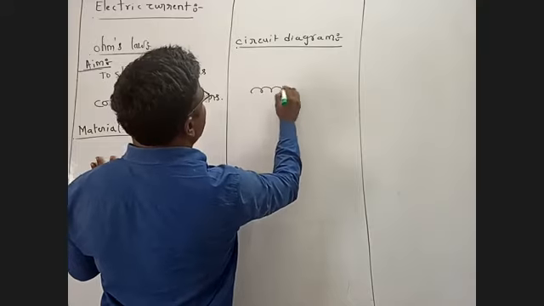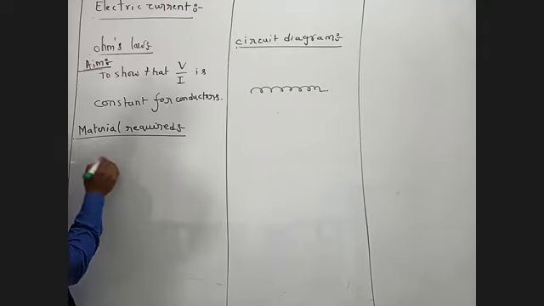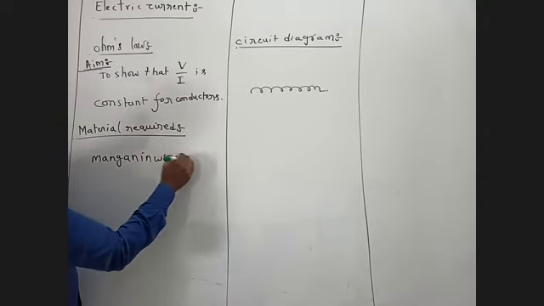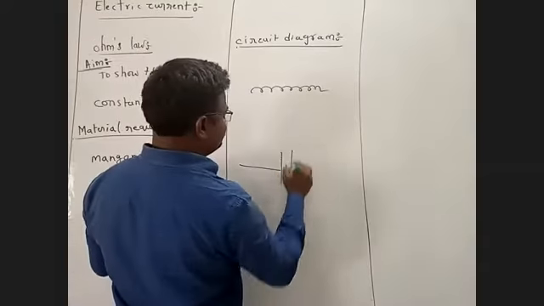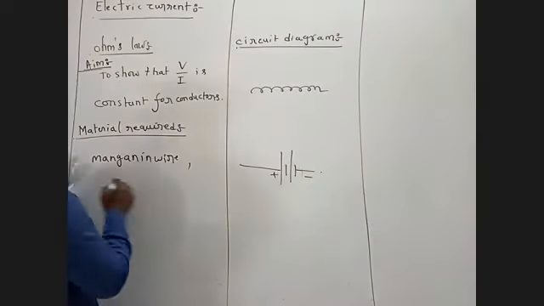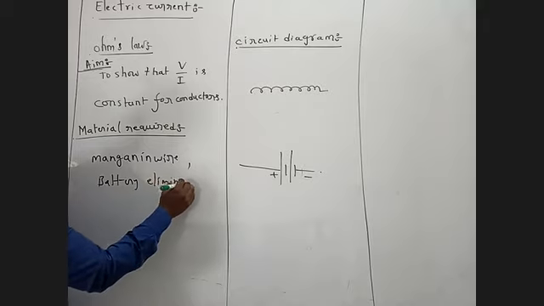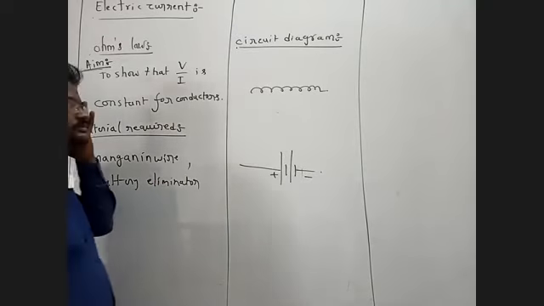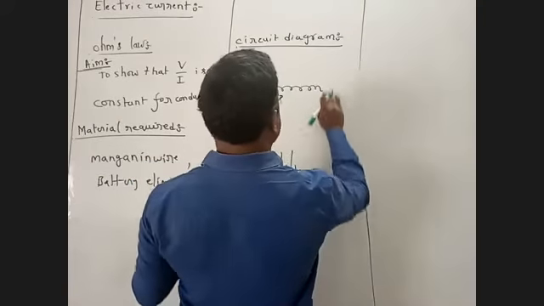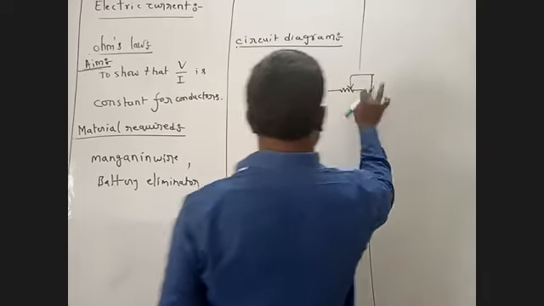This is a magnet wire. Next, this is a battery eliminator. So next, this is a rheostat.